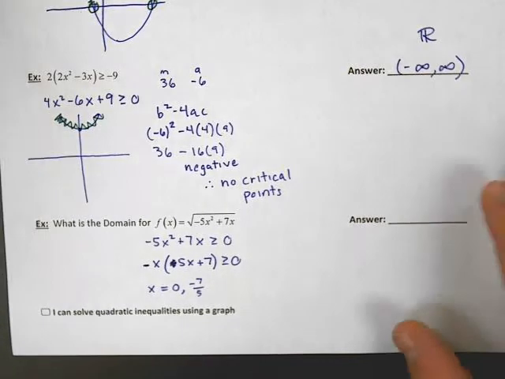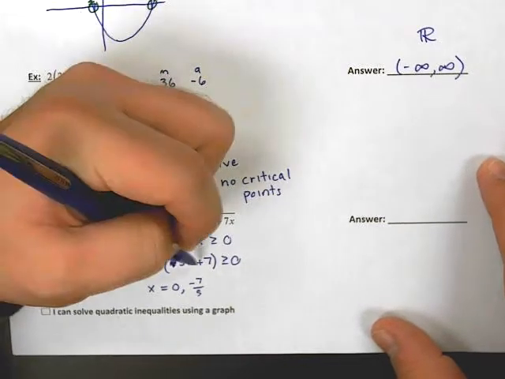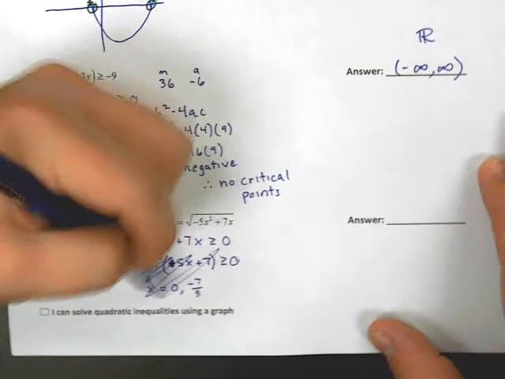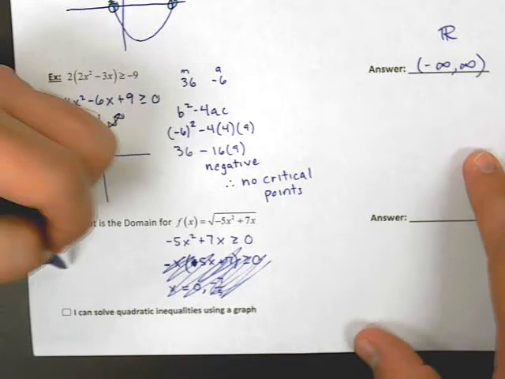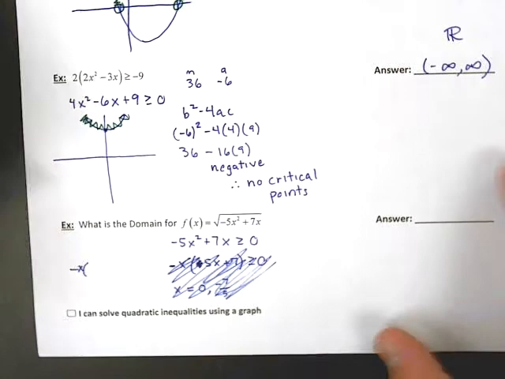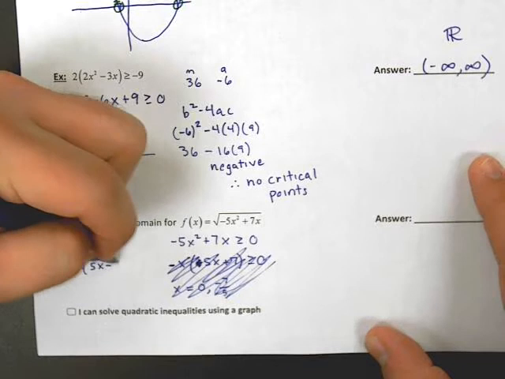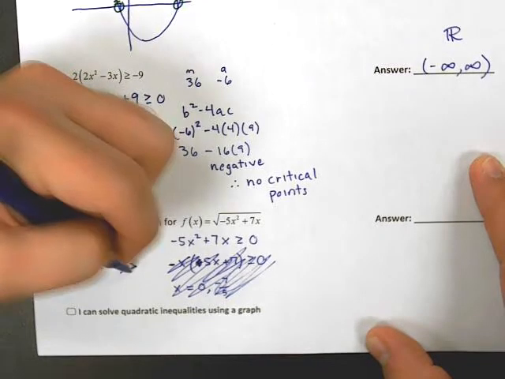No, I did that wrong. If I factored out a negative, I'm sorry guys. Let me redo this. Sorry. Negative x means I would have 5x minus 7 greater than or equal to 0.